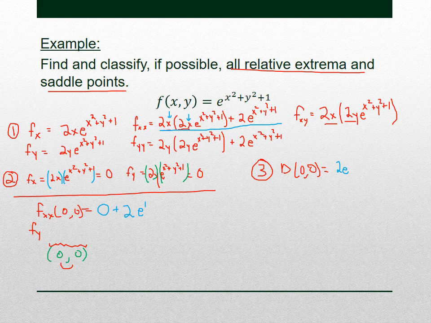So that means that what we really get is just 0 for that first part, plus then we've got 2e to the x squared plus y squared plus 1. So that's 2e to the, well, x is 0, so x squared is 0. So that's going to go away. y is 0, so y squared is 0. That's going to go away. And we're just left with 2e to the 1. So that's 2e. So that's fxx of (0, 0).